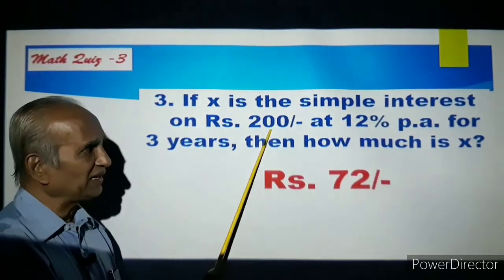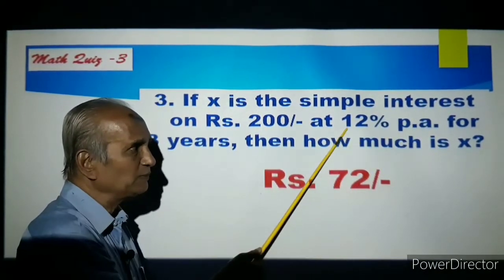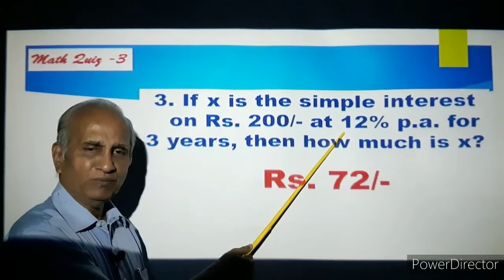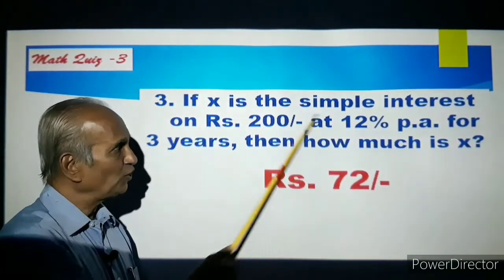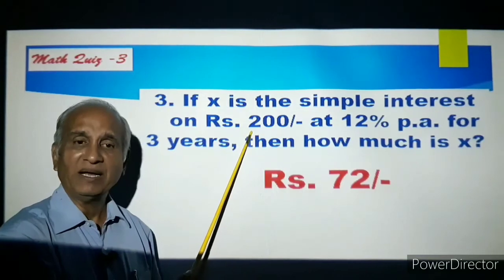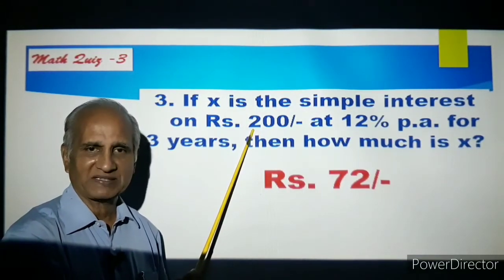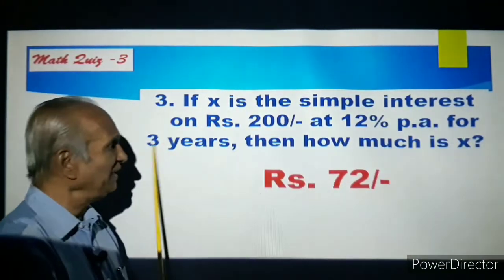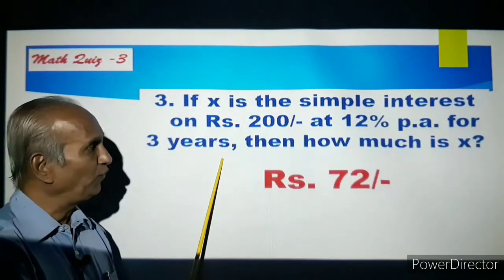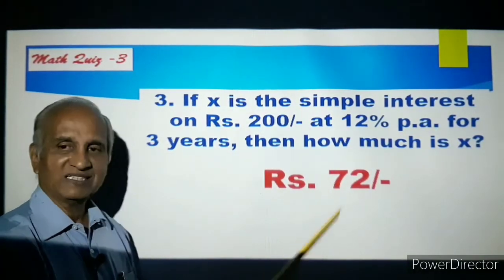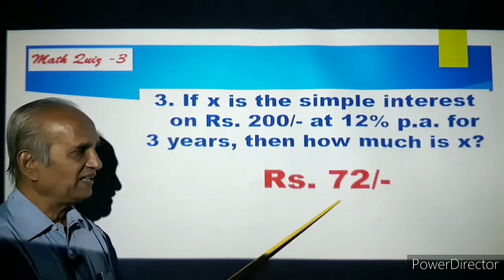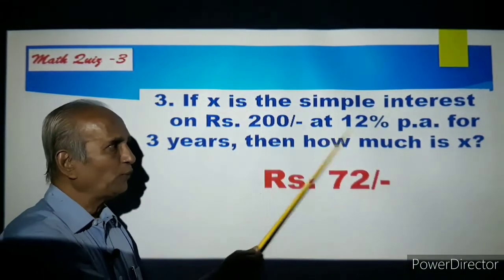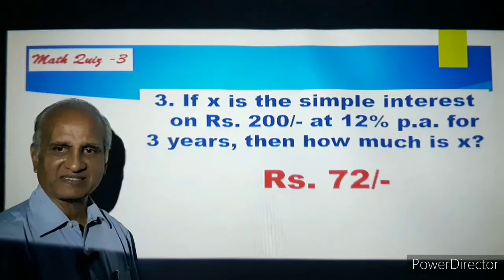See, on rupees 200 at 12% per annum, what does this mean? On 100 rupees, you will have an interest of rupees 12 for 1 year. So for 200, how much is the interest per year? 12 into 2, it is 24 rupees. Now the period, how many years? For 3 years. 24 into 3, it becomes 72 rupees. Answer is rupees 72. That is the simple interest that rupees 200 will draw at 12% over 3 years.